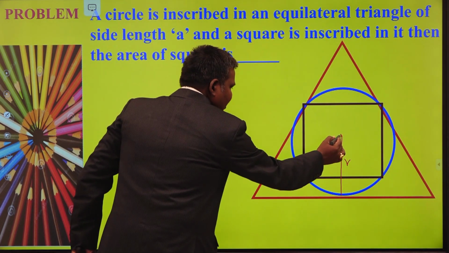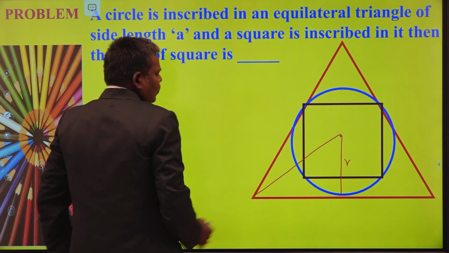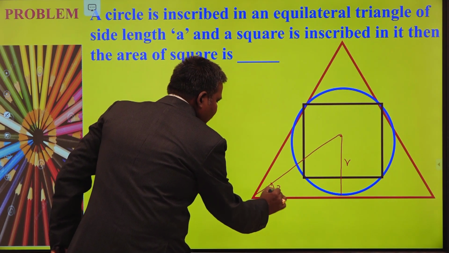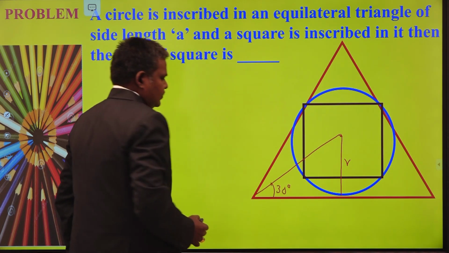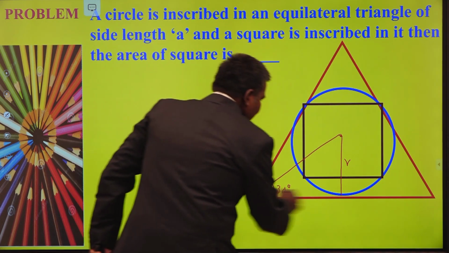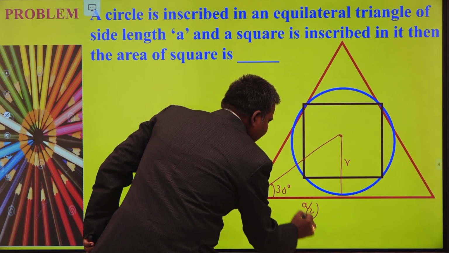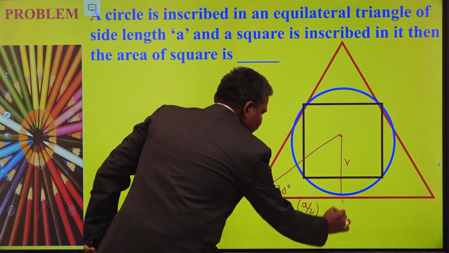Now if you join like this, what is the angle? The total angle is 60 degrees, therefore half of it will be 30 degrees. Now this is the perpendicular bisector, so automatically its length becomes what? a by 2 units, the distance from here to here.